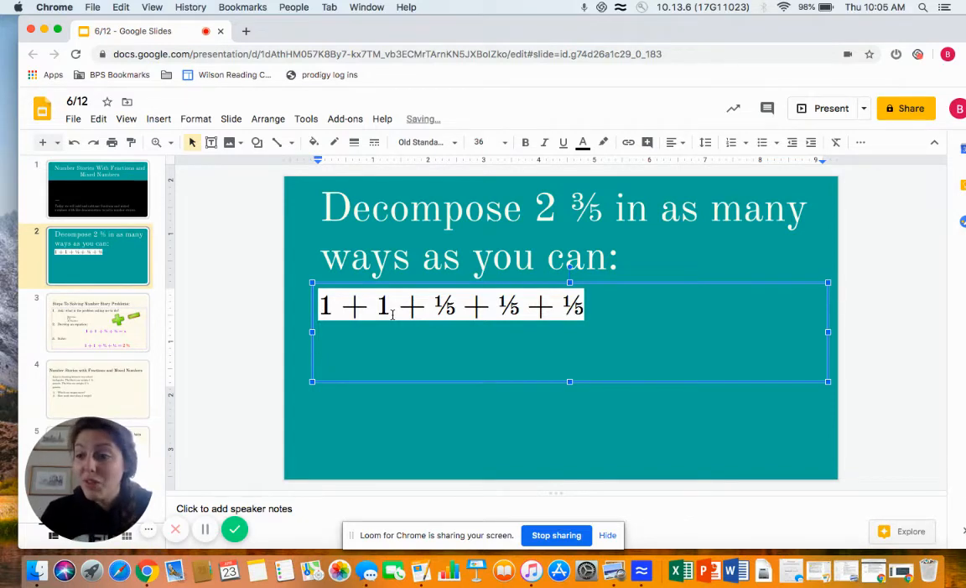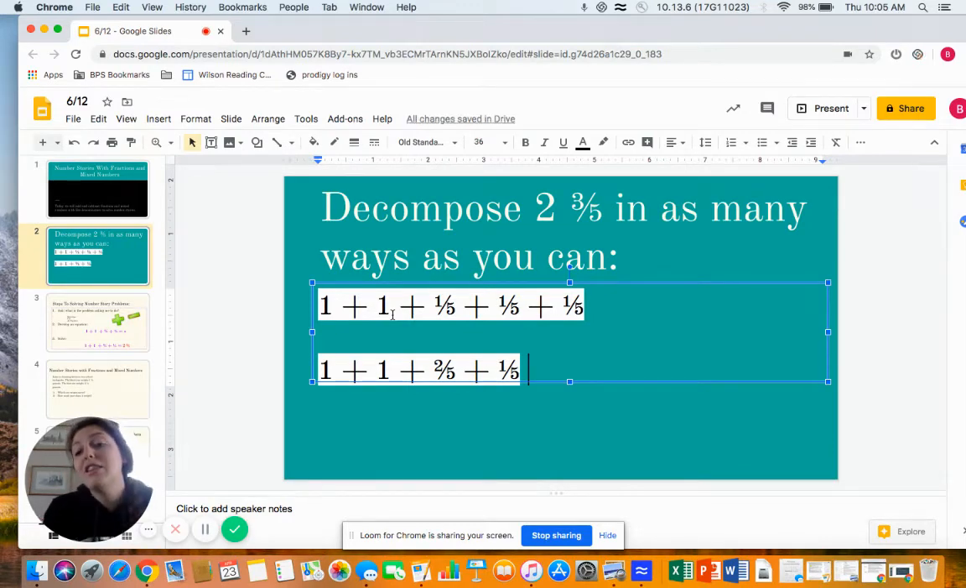If you were also thinking of decomposing it 1 plus 1 plus 2/5 plus 1/5, that's also another way. There's many other ways that you can decompose, but one third way I'm going to show you that I was thinking of was I could decompose like this. I could decompose 1 2/5 plus 1 1/5 would equal 2 3/5.